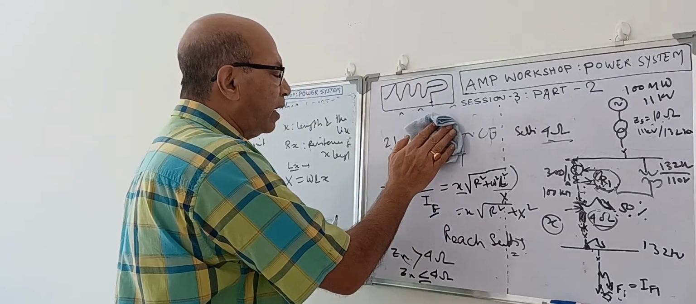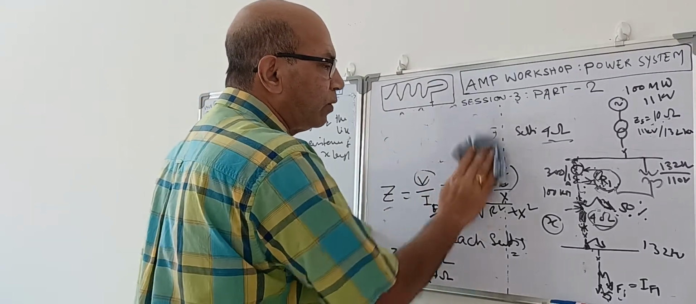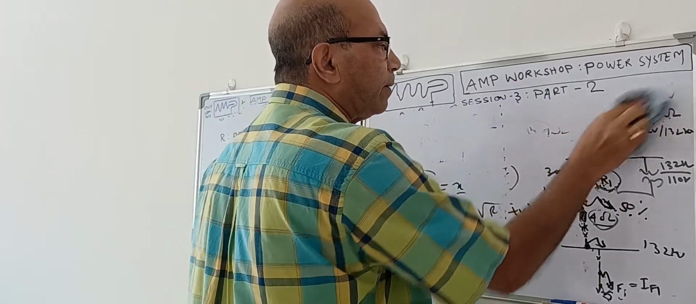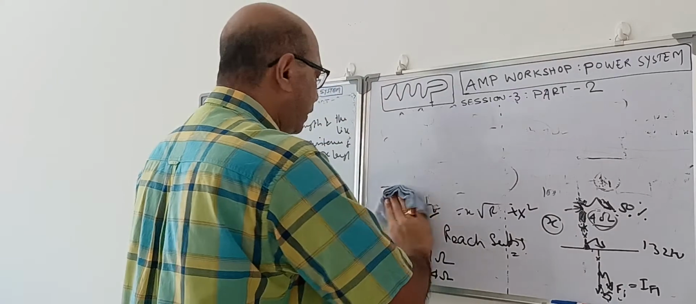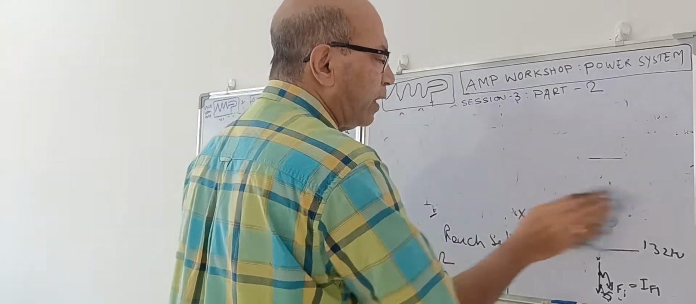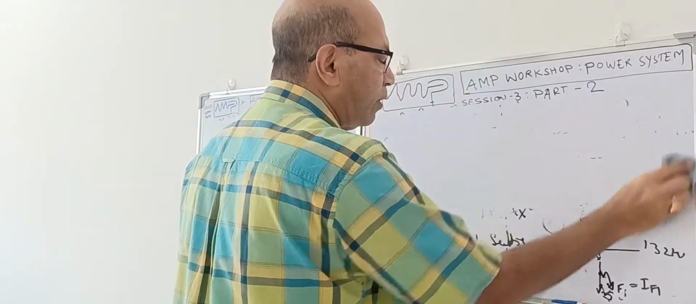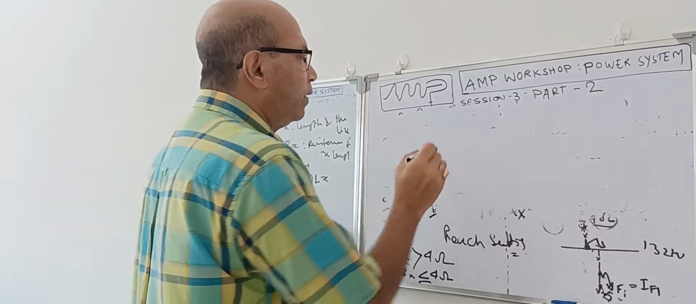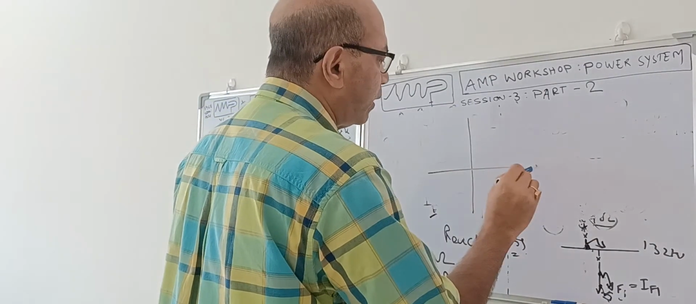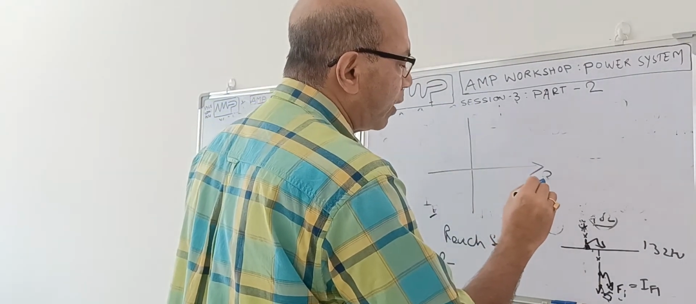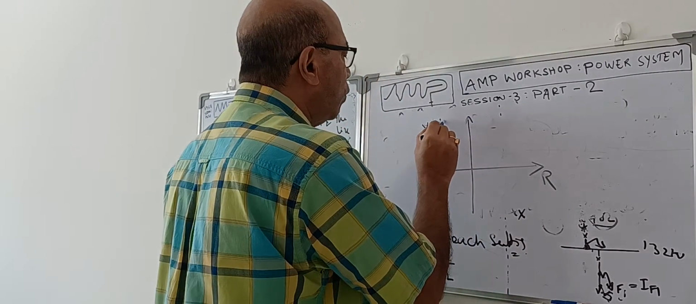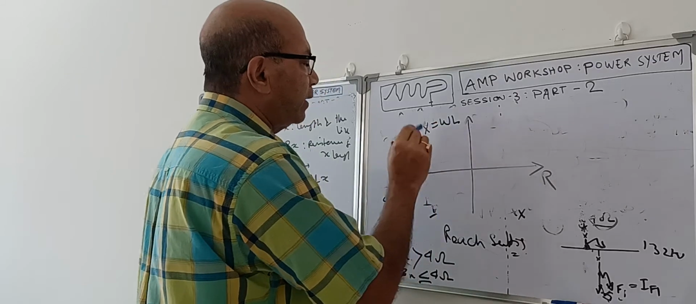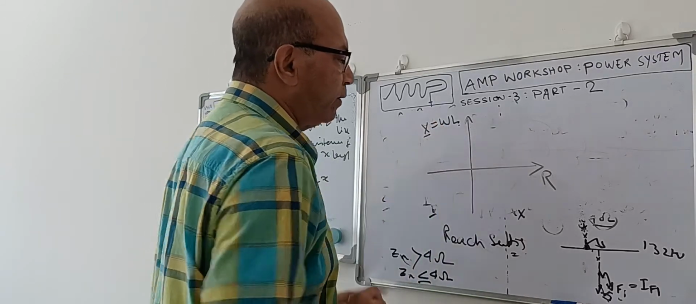We can draw the vector diagram of the impedance relay. How does it look? Now, vector diagram of the Rx relay, suppose one side we are drawing R, another side we are drawing X. Horizontal line, suppose this is the first quadrant, this side we are drawing R, this side we are drawing X equals omega into L, the reactance. This is the reactance and this is the inductance.